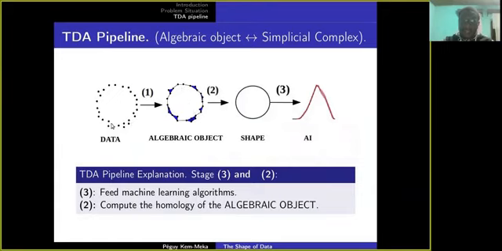Therefore, the pipeline is data and then a family or sequence of algebraic objects. And for a given algebraic object, I will have to compute the homology, which gives me the shape of my data. And I will just consider the shape that persists the most as the radius R is evolving. This is an introduction to the notion of persistent homology.